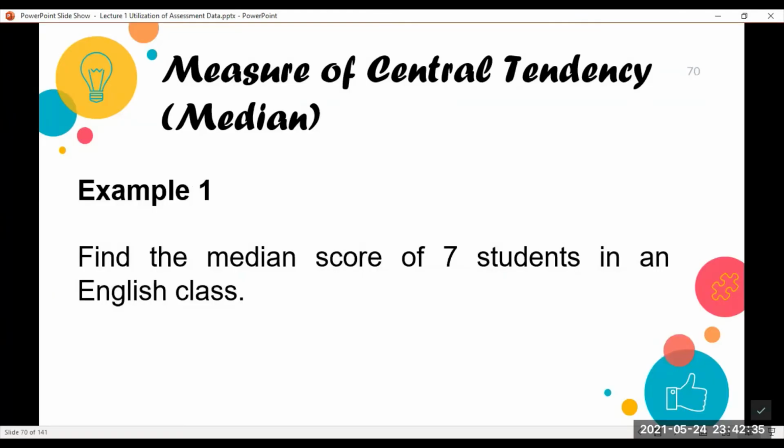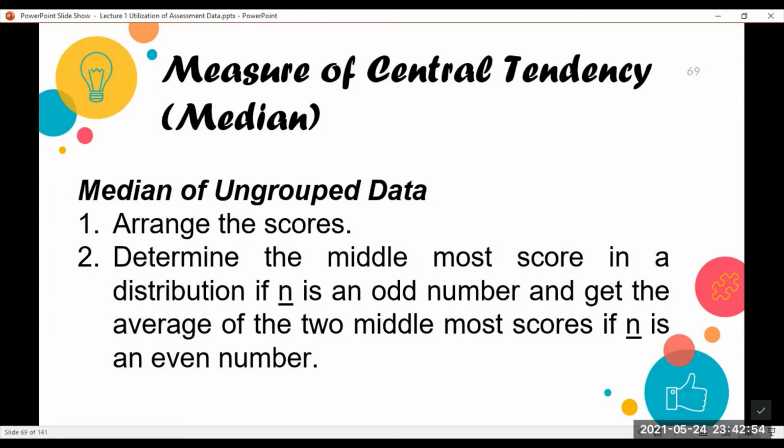Okay, let's try to have an example. Find the median score of 7 students in an English class. Is 7 even or odd? Yes, very good, no? 7 is an odd number, okay? So therefore, we have to follow this rule: determine the middlemost score in a distribution if n is an odd number.